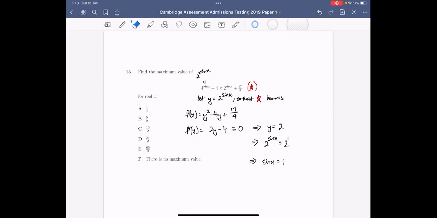Okay, let's try a different approach then. What if this 17 on 4 doesn't look nice? So I'm going to try and complete the square. So the closest thing is 4 and minus 4, and then just plus 17 on 4. So that this simplifies to y minus 2 squared minus a quarter. Or maybe I should say plus a quarter.